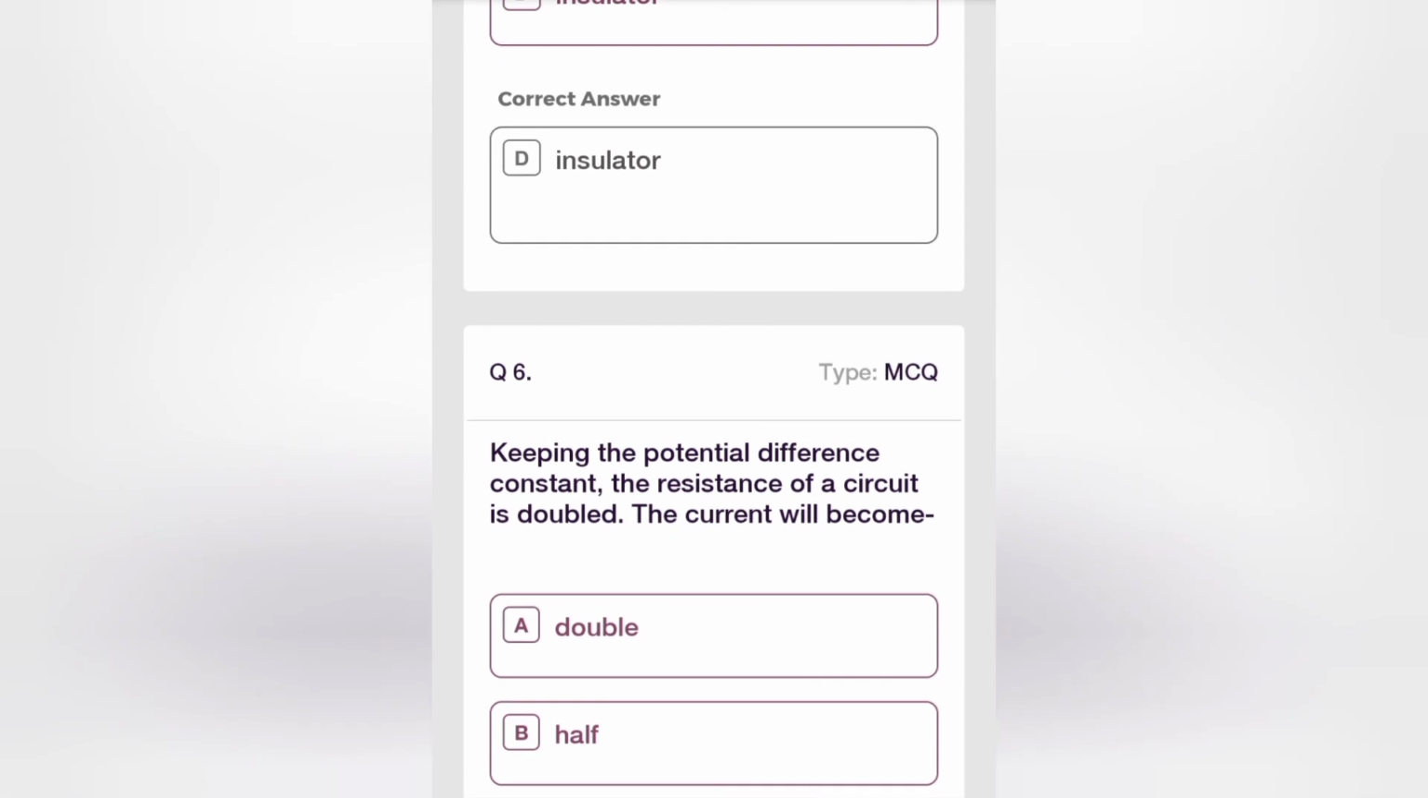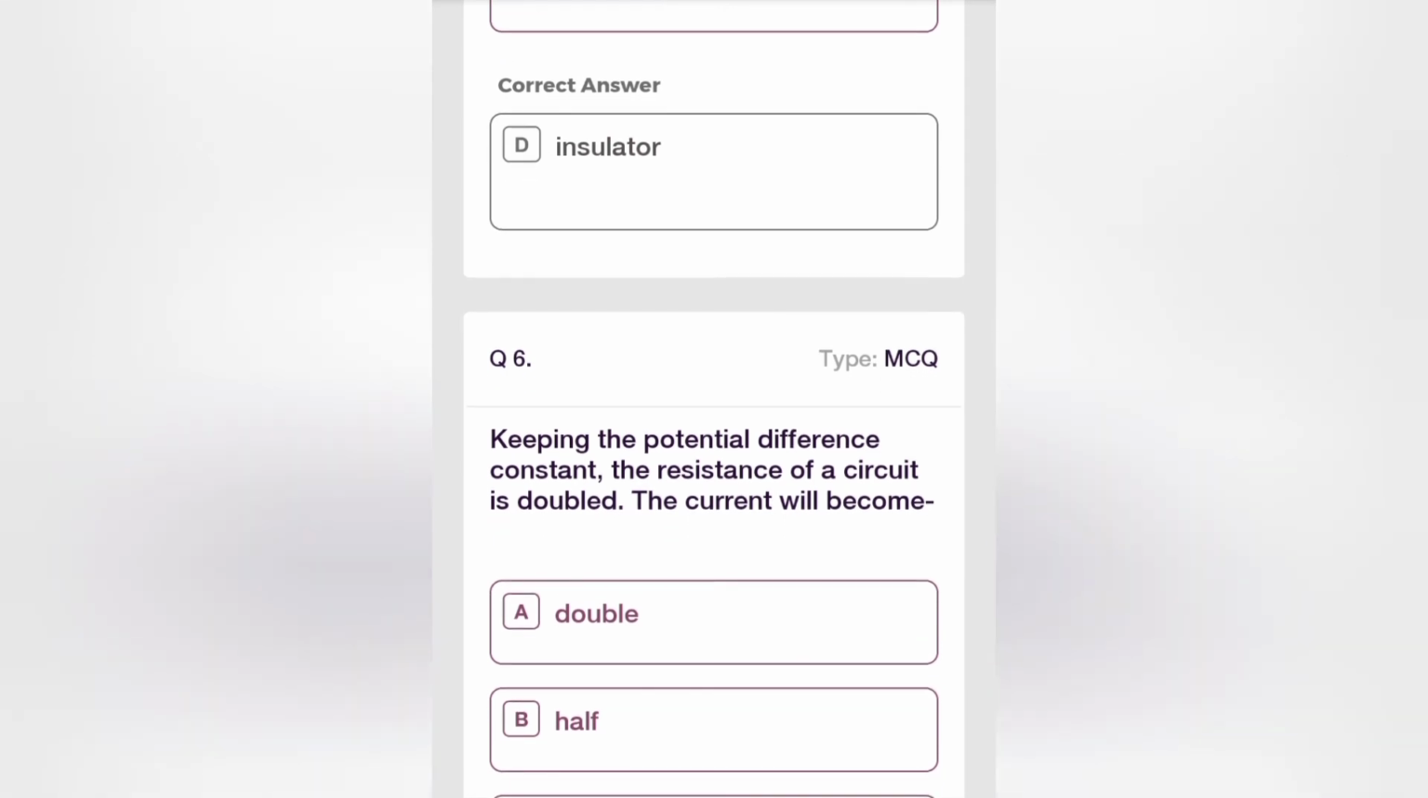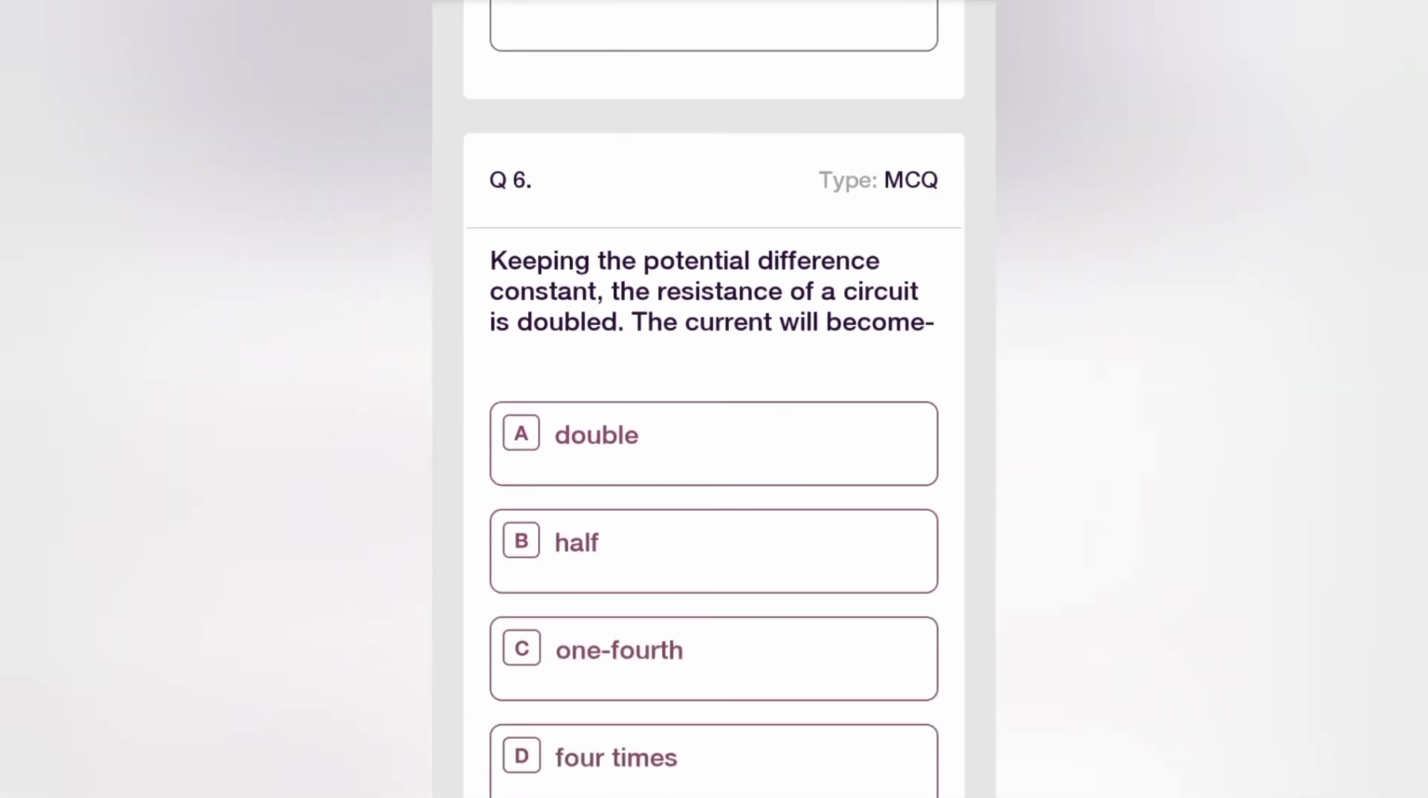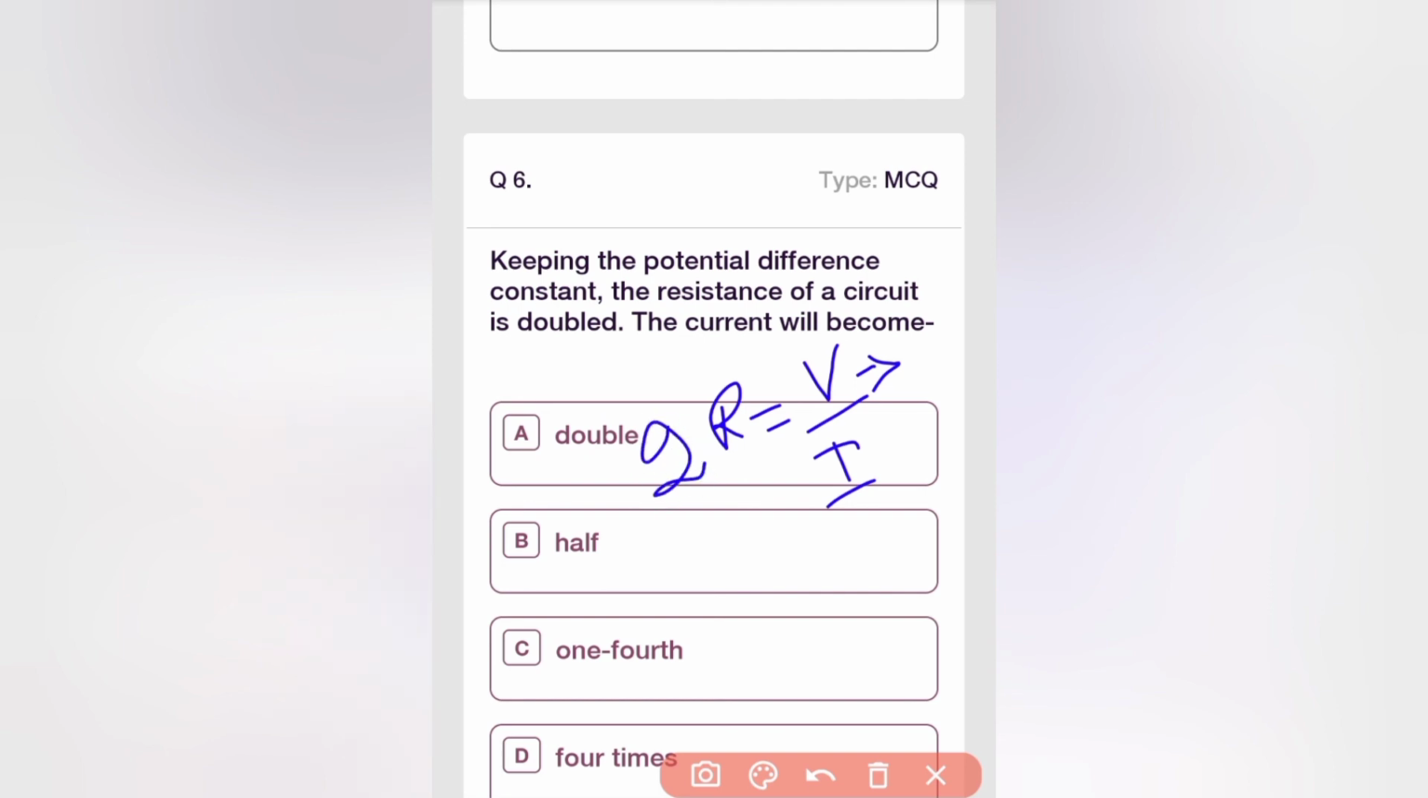Next, keeping the potential difference constant, the resistance of the circuit is doubled. The current will become. So what he is telling is that here voltage we have to keep constant. The resistance is equal to V by I, we know. So voltage we are keeping constant, we are not going to change this. And the resistance of the circuit is doubled. So here resistance is going to be doubled.